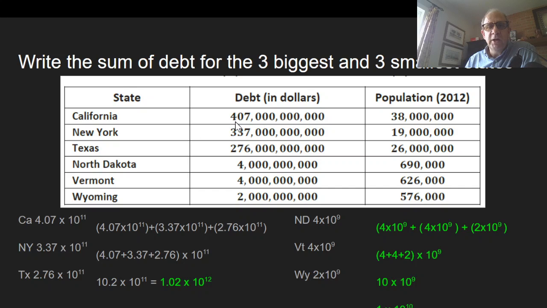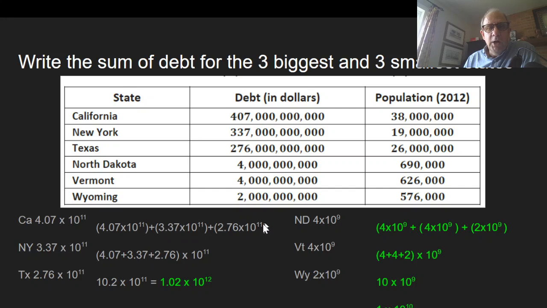So the debt for California is $407 trillion. That's 4.07 times 10 to the 11th. New York is $337 trillion. So that's 3.37 times 10 to the 11th. And Texas is $276 trillion. So that's 2.76 times 10 to the 11th. I did that because I counted 3, 6, 9, 10, 11 spots.